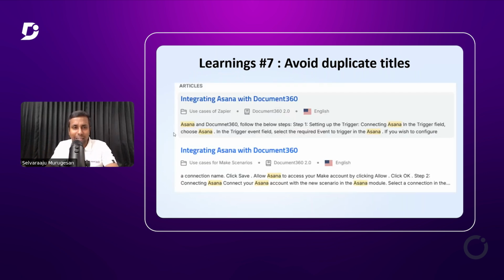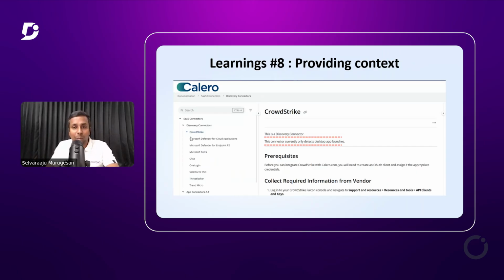Avoid duplicate titles. Again, it's also very confusing for a human. You can see this is one of our old articles that we had written, with the same title but one for Make and one for Zapier. Again, it's very confusing for an AI chatbot to understand unless you have the context. This is a very good example of providing context.